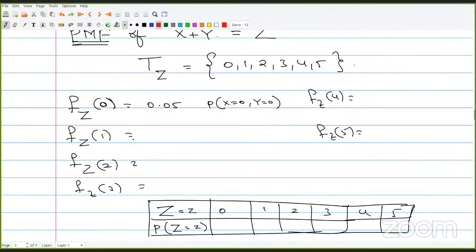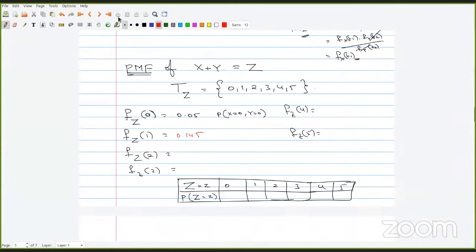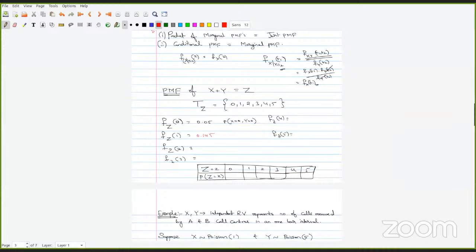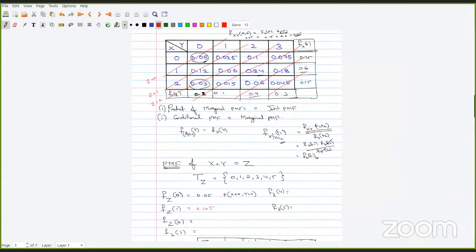So this we got 0.145. I didn't get the F_Z of 0, it is 0.05.